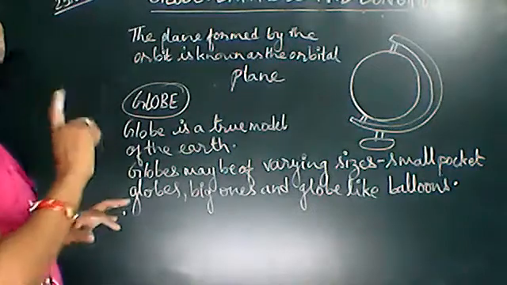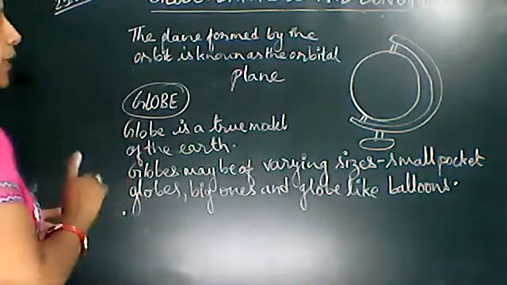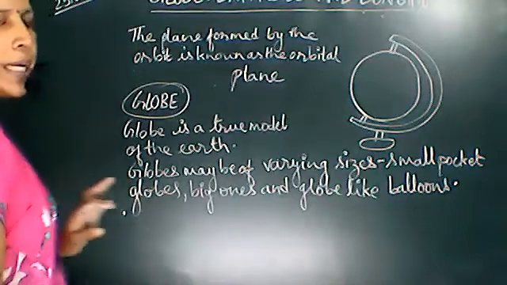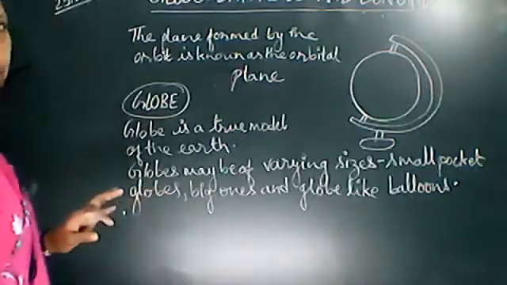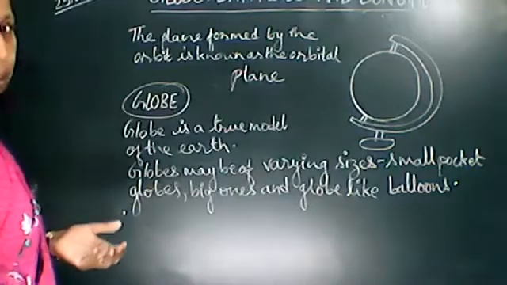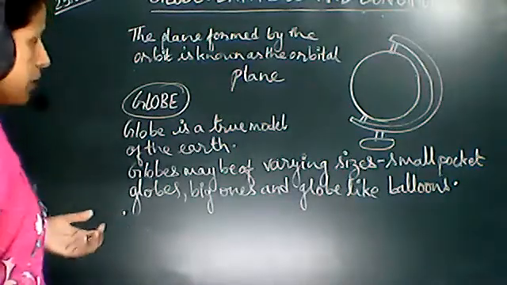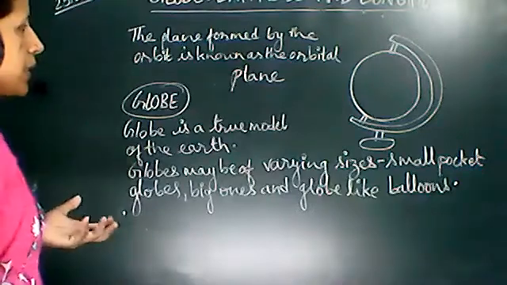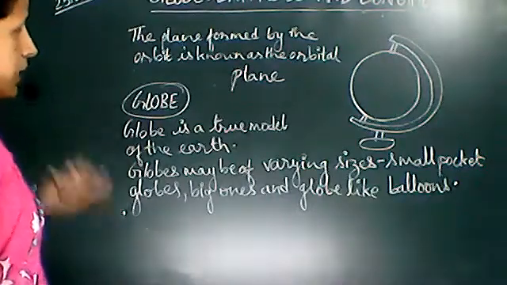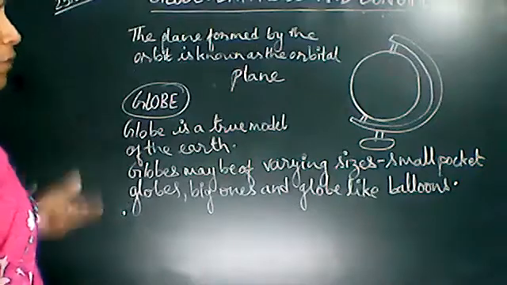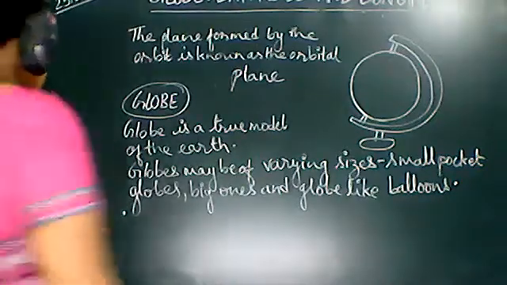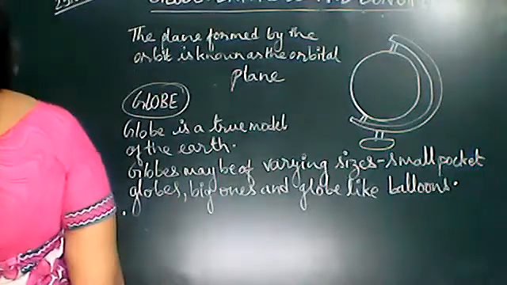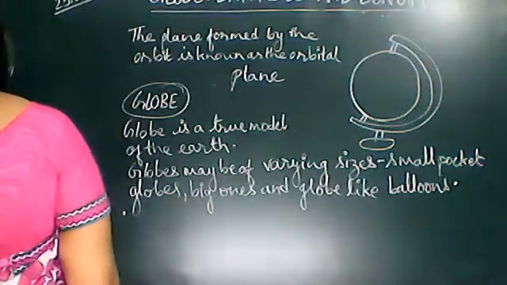As the earth rotates from west to east, we can also rotate the globe from west to east, and we can have a proper view of all the different places on the earth, the continents, the oceans, and the rest of the places, because it is a true, miniature form of the earth. So we see that the globe can be easily rotated from west to east.